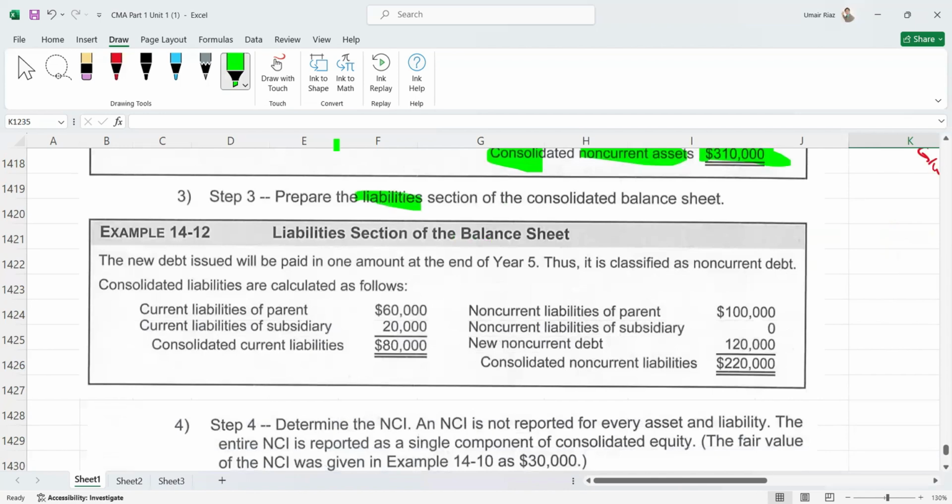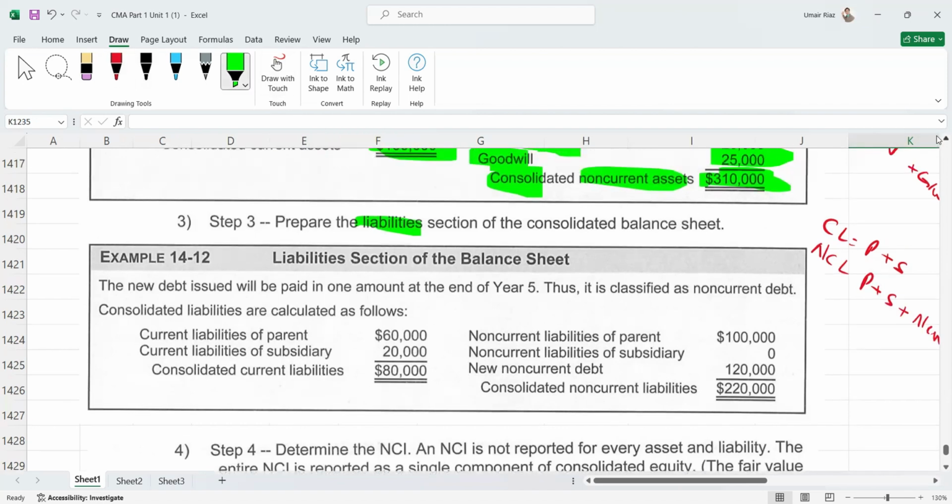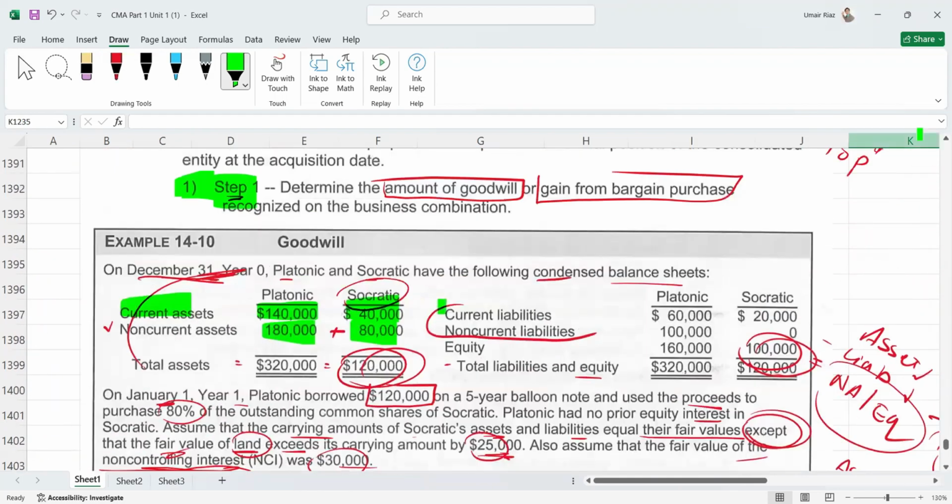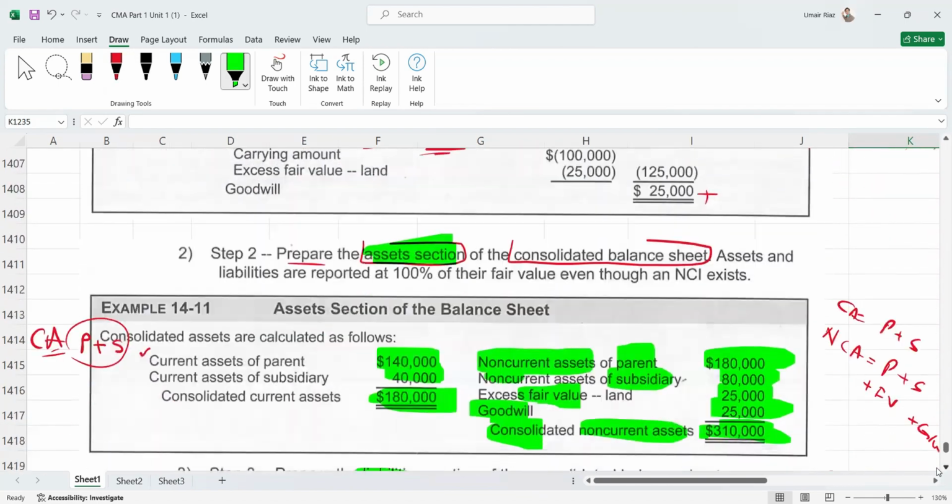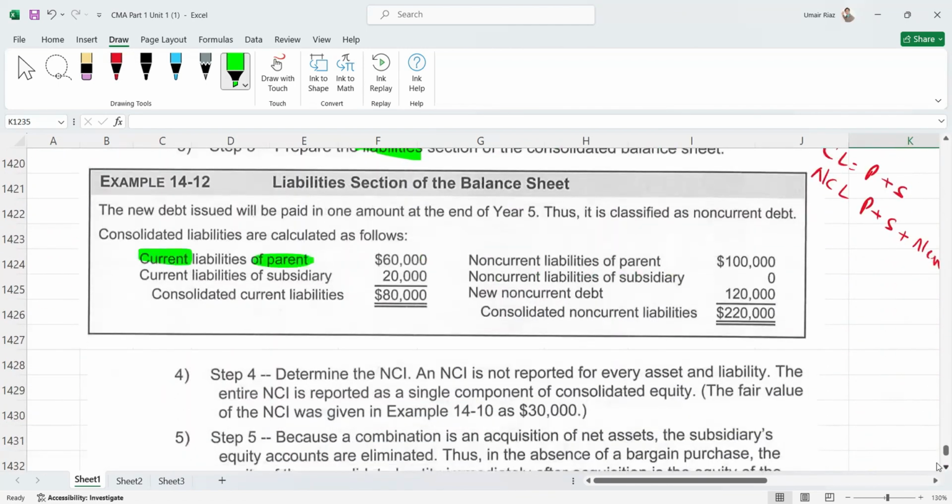Liability section. For current liability, we will write parent plus subsidiary. Then for non-current liability, we'll also write parent plus subsidiary plus any new liability if there is one. So this is what we are going to do. For current liabilities first, we'll go to the balance sheet. This is current liability. We'll take parent plus subsidiary. So 60 plus 20, 80,000. Current liabilities of parent, 60,000. Current liabilities of subsidiary, 20,000. Total consolidated current liabilities, 80,000.